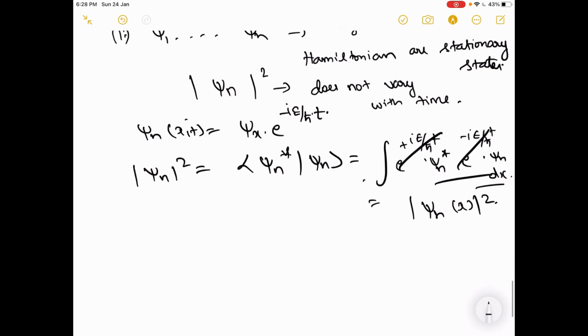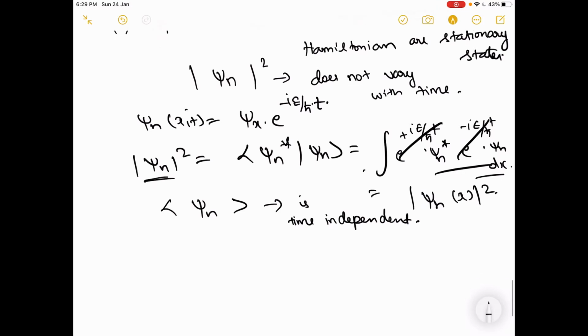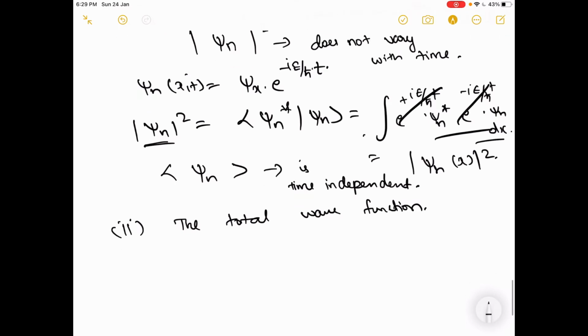So the actual wave function does not change, and the expectation value does not change, it is time independent. Okay. However, the total wave function, the solution, which is a linear summation, capital psi of x, which is a summation of psi n's, is time dependent.